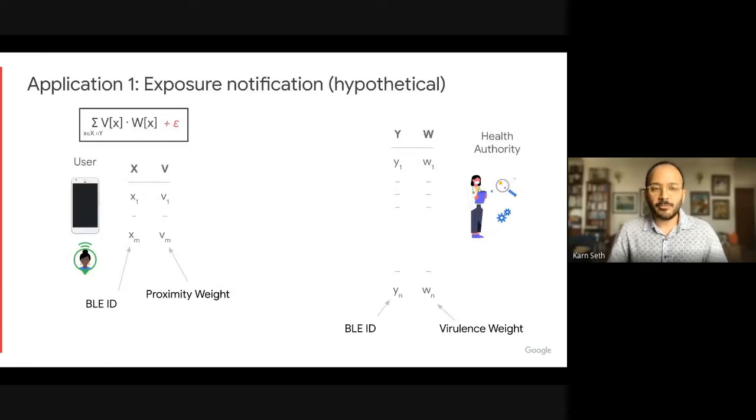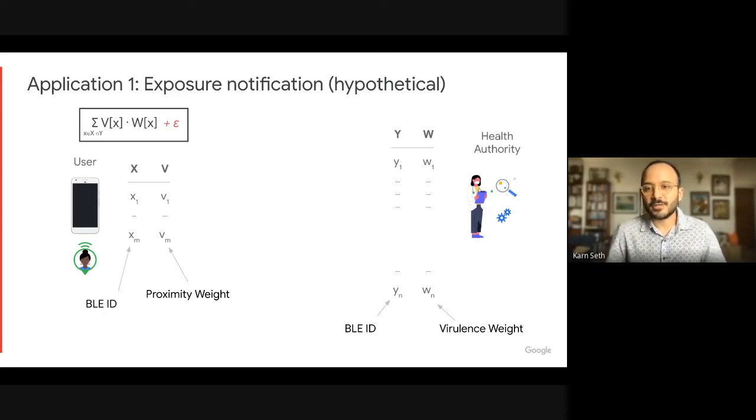So why do we care about this problem? Let's look at a couple of hypothetical applications. So the first application we could think of is for exposure notification, where the data held by the user could be thought of as the Bluetooth IDs of devices the user has been in proximity with. And the values associated with each ID could be how close the user was to that other Bluetooth ID, for example, and how long they have spent in proximity.